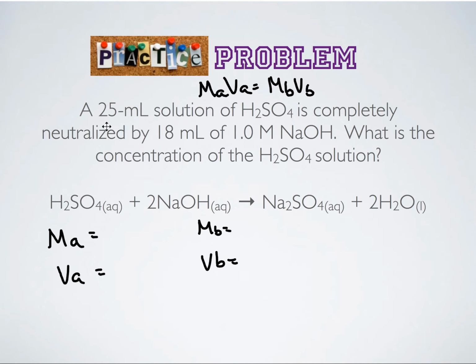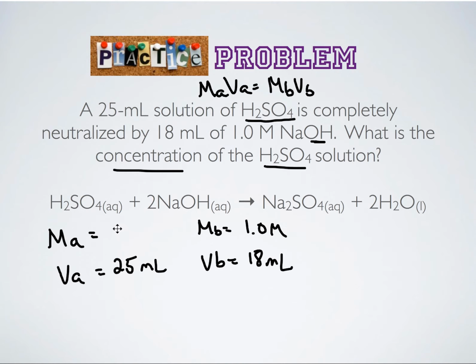We have a 25 milliliter solution of H2SO4. The H2SO4 tells you if it belongs on the A or B side. This is an acid. It's beginning with a hydrogen. So that means I have 25 milliliters for my volume of acid. It is completely neutralized by 18 milliliters of 1 molar sodium hydroxide. OH is a component of a base. So I have 18 milliliters and 1.0 molarity. What is the concentration of the acid?